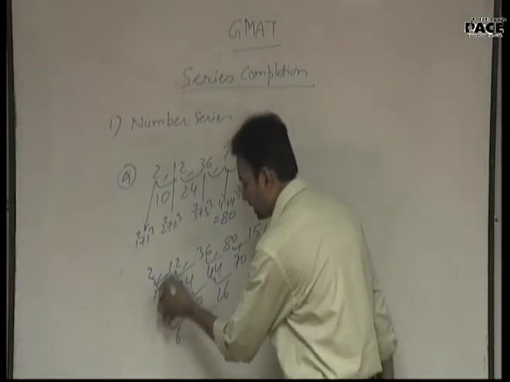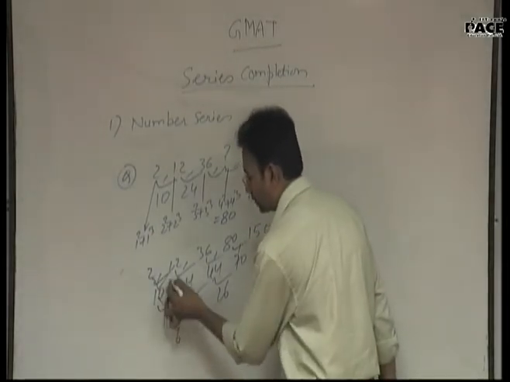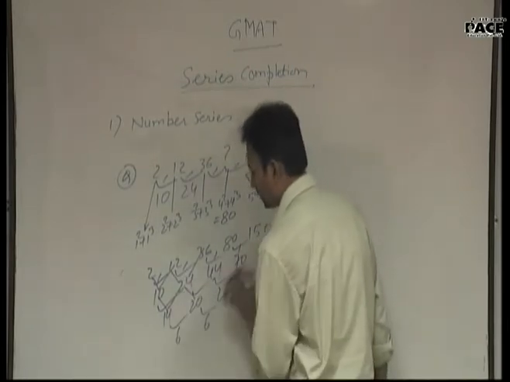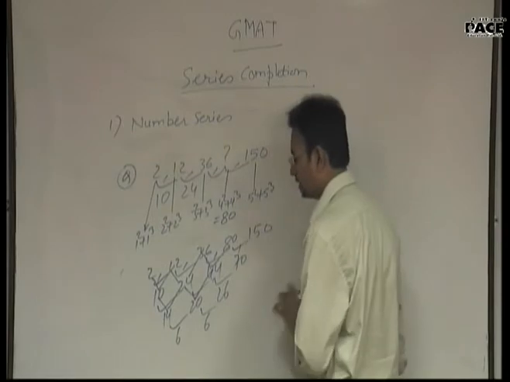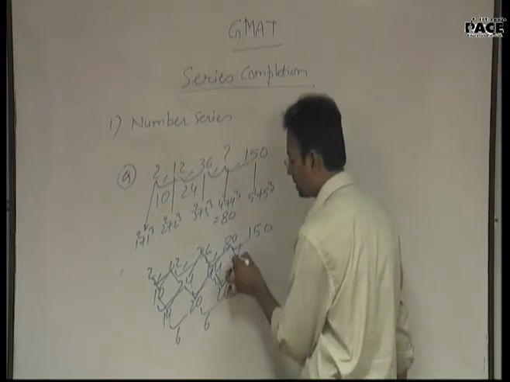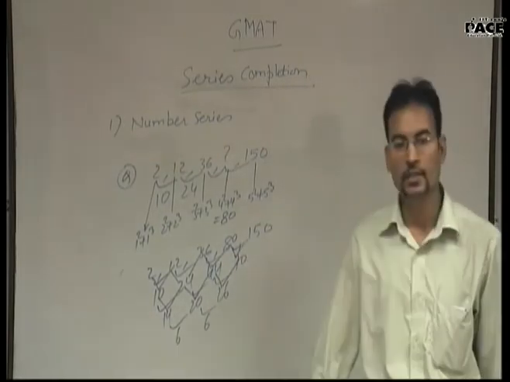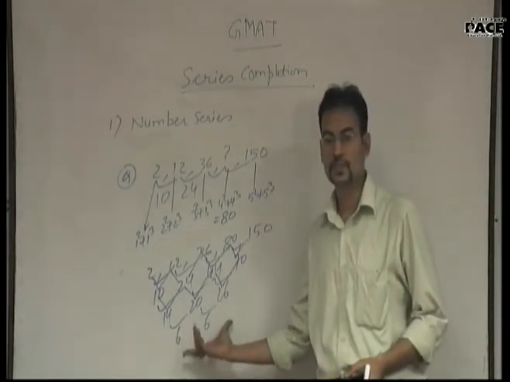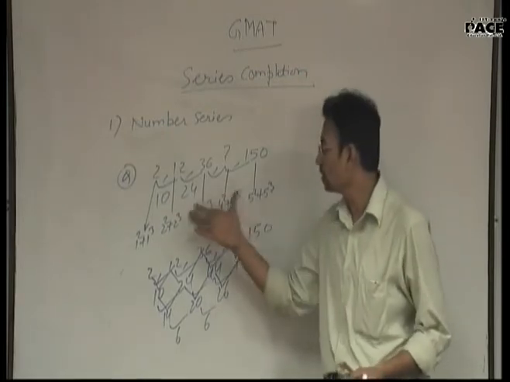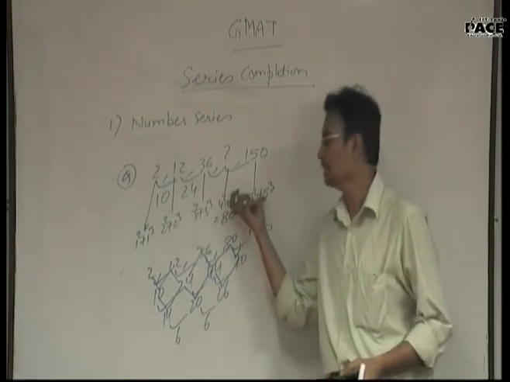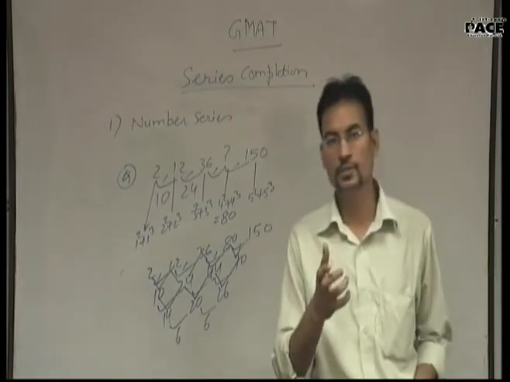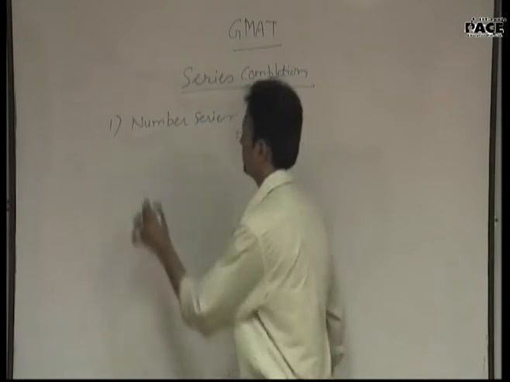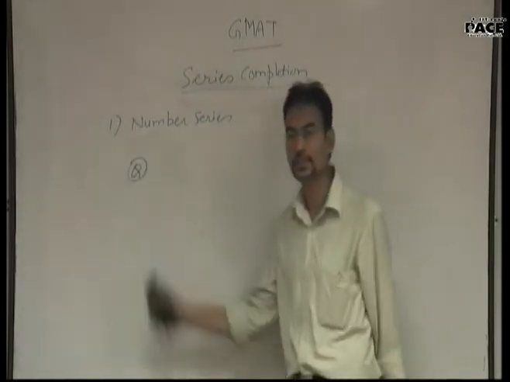So 2 plus 10 is 12, 10 plus 14 is 24, and 12 plus 24 is 36. Similarly, 24 plus 20 is 44, and 36 plus 44 is 80. 44 plus 26 is 70, and 80 plus 70 is 150. So this method is the difference of difference method, which gives you the answer. If you don't know how to solve it with this method, we can put some options one by one and find out. Take the next question.